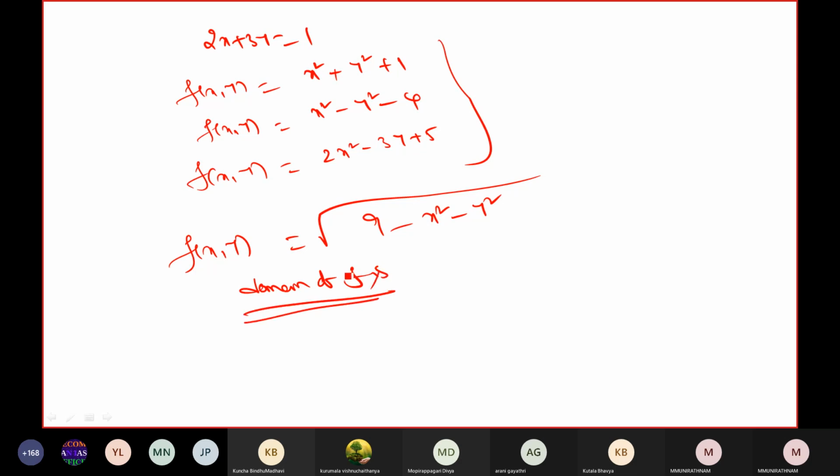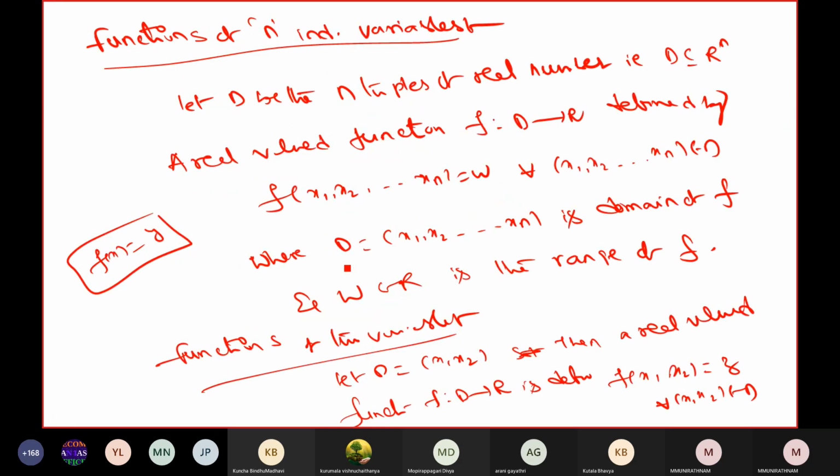Domain of this. So actually, what is the domain? As I told you, when we take an n-tuple from f: D to R, that n-tuple is taken as the domain, and the real number w is called the range.